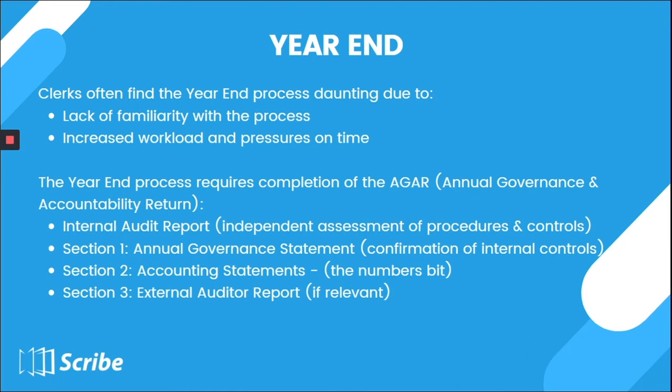So the year-end process itself requires completion of the AGAR, the Annual Governance and Accountability Return, which is made up of the internal audit report, so an independent assessment of procedures and controls that you'll arrange for someone, the internal auditor, to come in and look through those items. Then there's section 1, the Annual Governance Statement, so the confirmation of the internal controls and them being in place. Section 2, the accounting statements, so the numbers bit, which we'll look at in a bit more detail in a moment. And then section 3, the external auditor report, and that's whether it's relevant or not, and again we'll look at that in a moment.